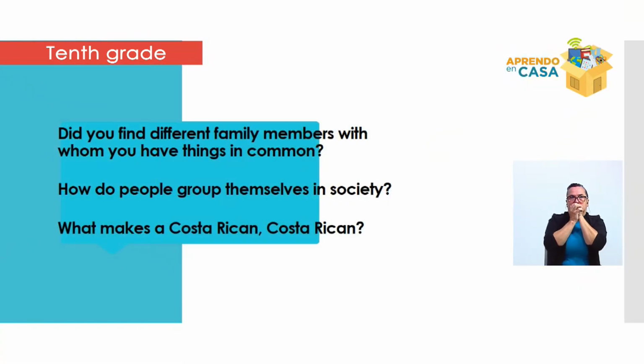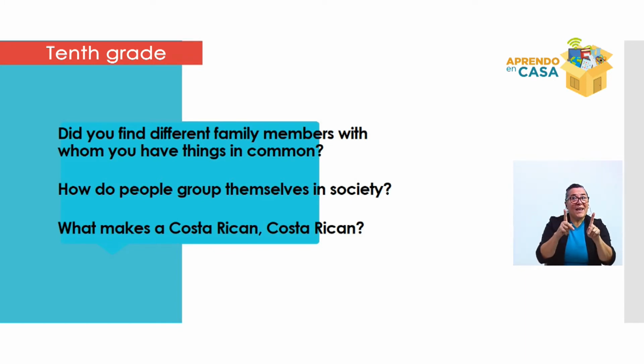So now we are going to look at these questions. Pay attention to these questions. Number 1, did you find different family members with whom you have things in common? Number 2, how do people group themselves in society? And number 3, what makes a Costa Rican Costa Rican? Think about this and talk with your family about it and tell me your answer.